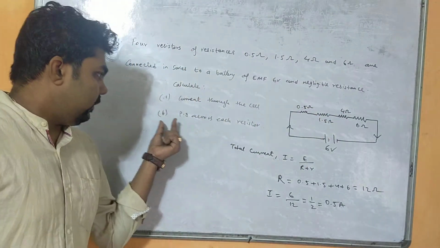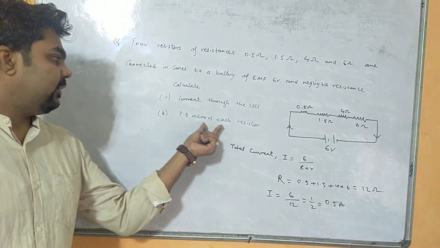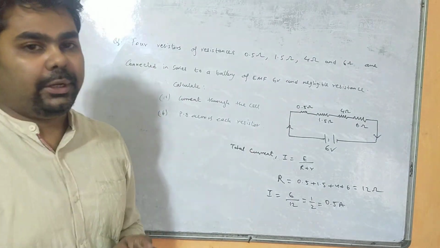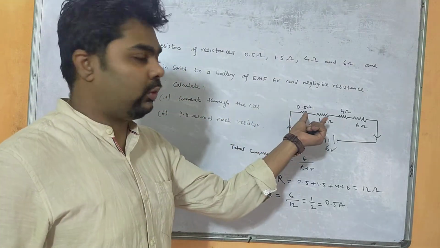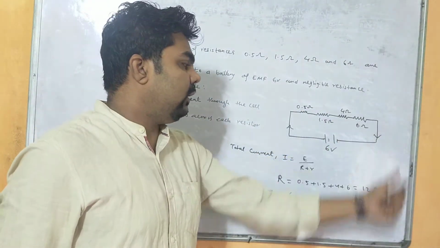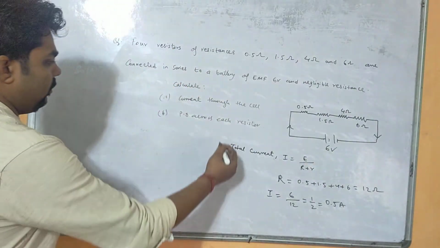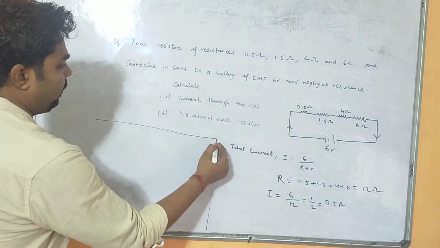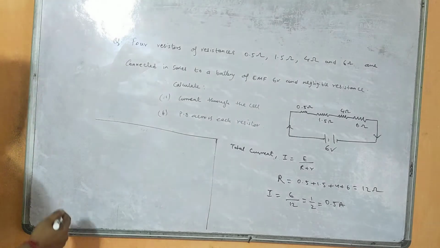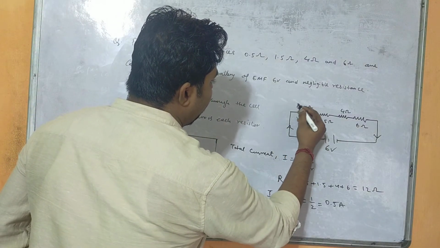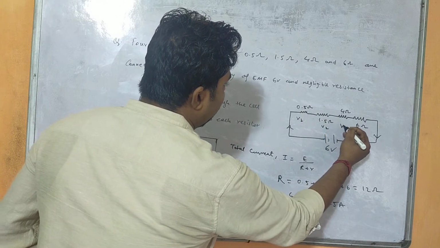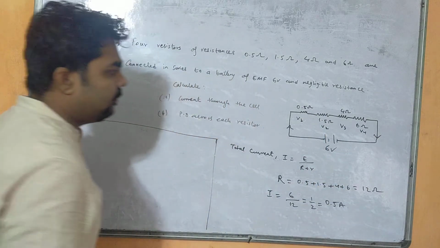Now one thing you note, in the next point we have to find the potential difference across each resistor. PD stands for potential difference, or even the potential drop. So what is the potential drop across each resistance here? We need to calculate PD here. Let us consider the potential drop across 0.5 as V1, then V2, V3 and V4.